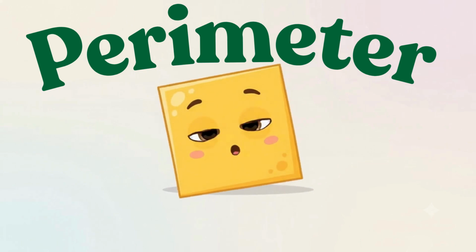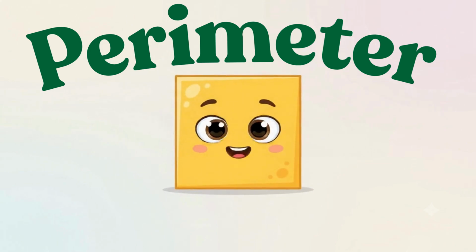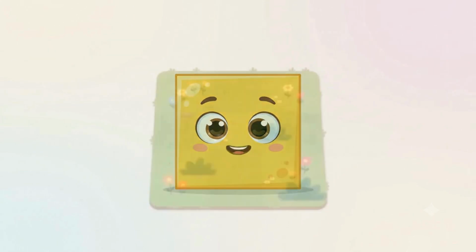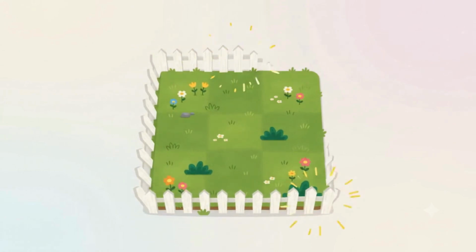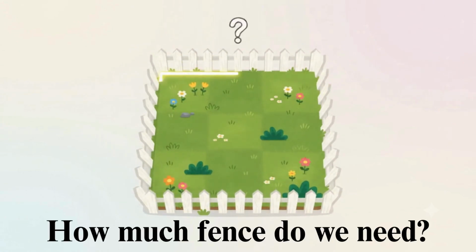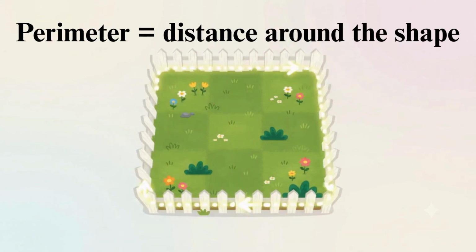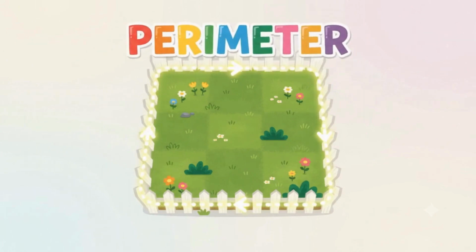Look at the square. Imagine it is a little garden and we want to put a fence all the way around it. But how much fence will we need? Do we just measure one side? Or do we need to find the total distance all the way around the square? That is exactly what we call perimeter.